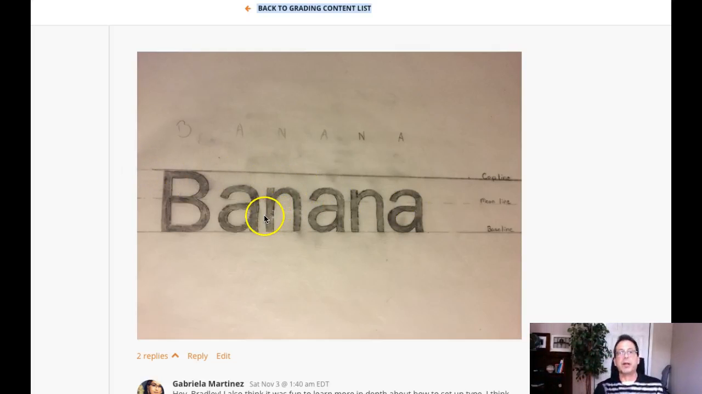Okay, so it's very clear that this A is much larger than this A. And I think the reason for that is the fact that your baseline, your mean line and your cap line are all starting high and moving down. So these are not perfectly parallel with the baseline. You definitely want to make sure that the cap line and the mean line are perfectly parallel with the baseline, so that you can use it for spacing and as a guide to establish consistent size in the letter forms.